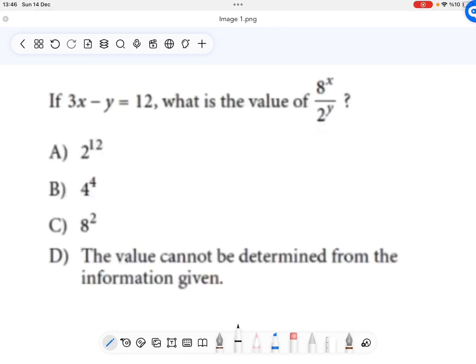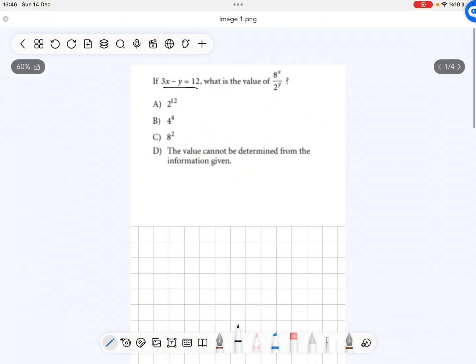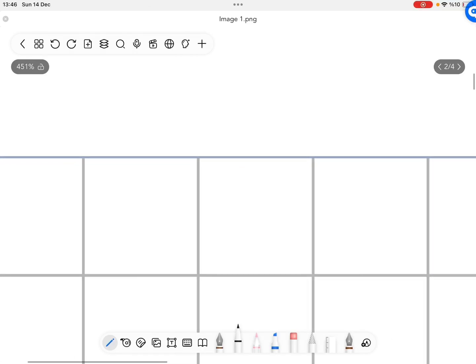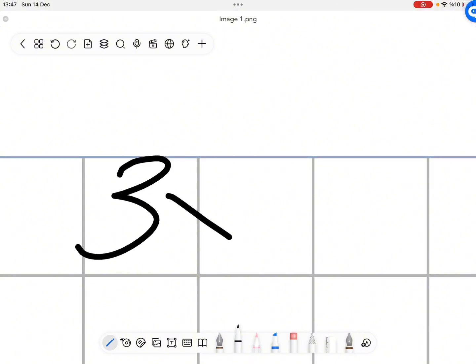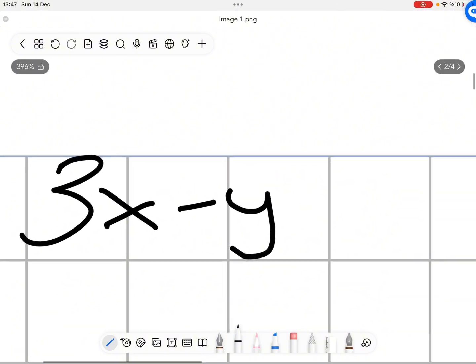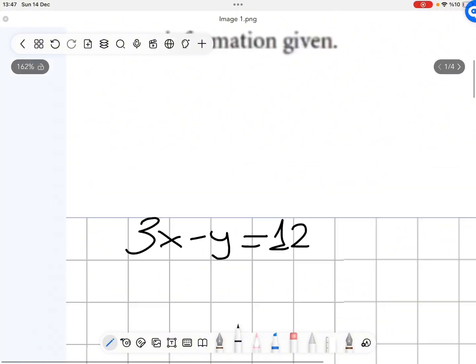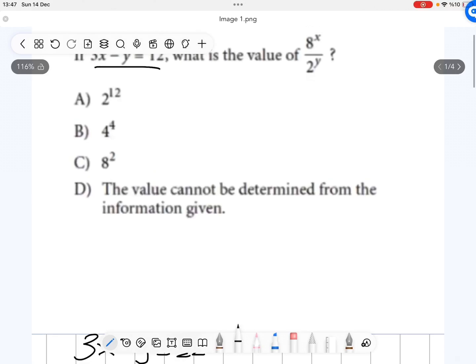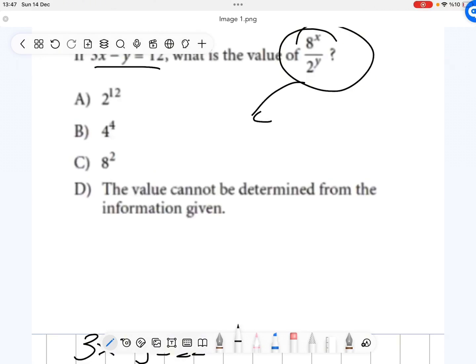I'm a little too excited, so we can start the question. If 3x minus y is equal to 12, what is the value of this expression? Let's write it down. What do we know about the question? We know that 3x minus y is equal to 12. And the question is asking us what this is equal to.